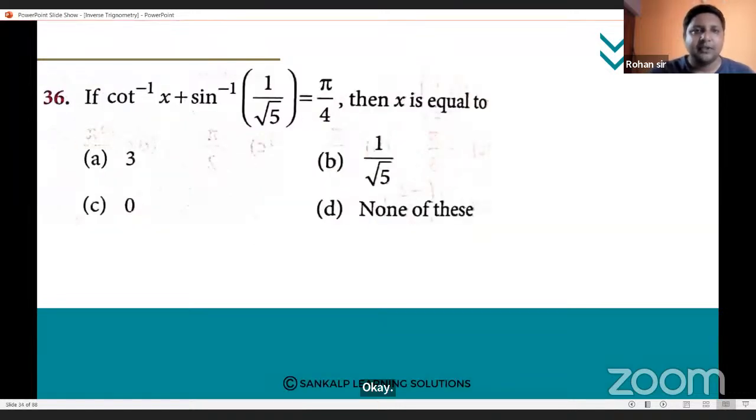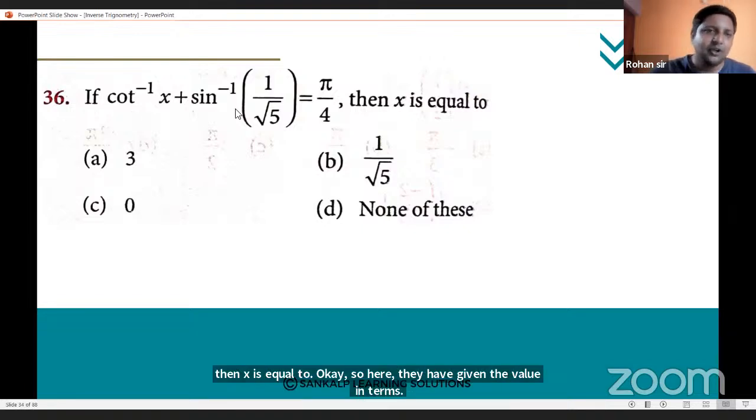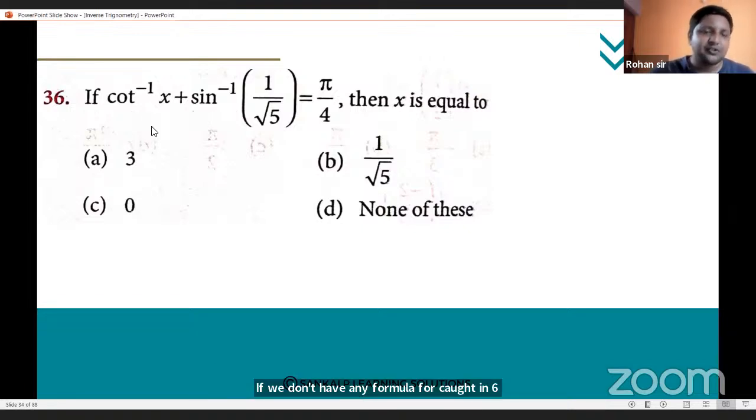Next, cot inverse x plus sin inverse 1 by root 5 is equal to pi by 4, and then x is equal to what? Okay. So we don't have any formula for cot inverse x plus sin inverse x. So the first step is to convert cot inverse x in terms of tan, and also convert sin inverse 1 by root 5 in terms of tan, and then make use of the result tan inverse x plus tan inverse y.